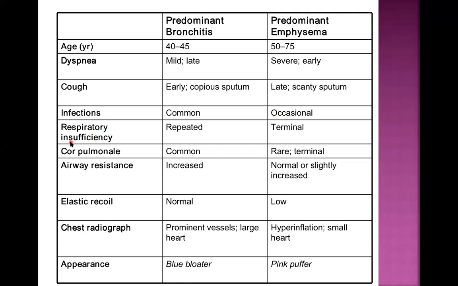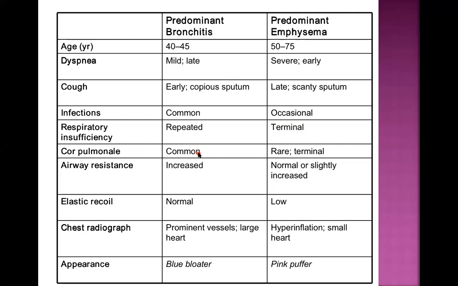Respiratory failure, insufficiency means failure, is repeated in case of bronchitis, and terminal in case of emphysema. When the patient is very sick, when the disease has been present for a long time, then only respiratory failure occurs. Cor pulmonale is very common in chronic bronchitis.